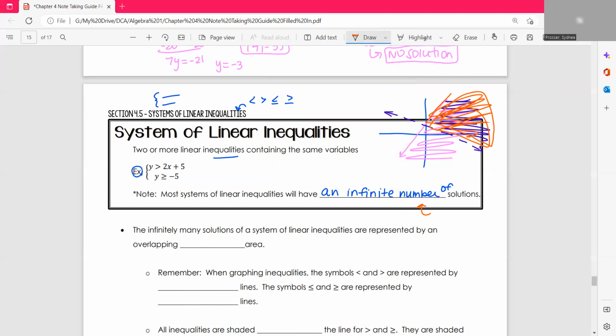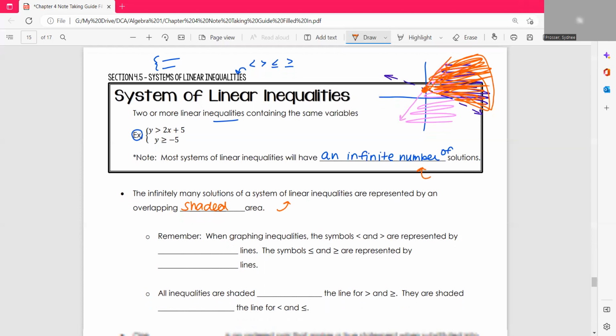We're no longer looking at a system where the solution's the intersection, because with an inequality, it's all of these possible ordered pairs. So that's a big important thing. Let's continue here. The infinitely many solutions of a system of linear inequalities are represented by an overlapping shaded area, exactly like what I just said in the example above.